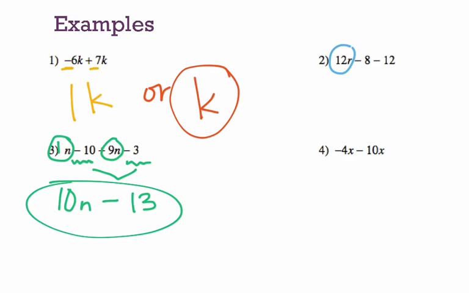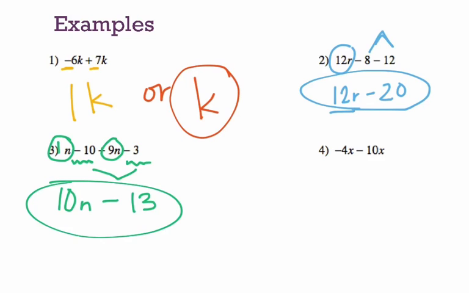There are no other r terms, so we do 12r. Now we combine the numerical values, or my constants. What is negative 8 minus 12, or negative 8 plus negative 12? Negative 20. Now I have the term with an r variable, and I have a constant. I cannot combine any further. That's as far as I can go.